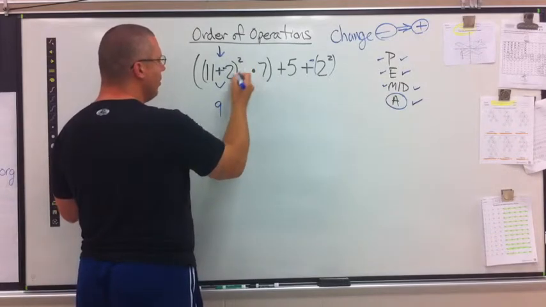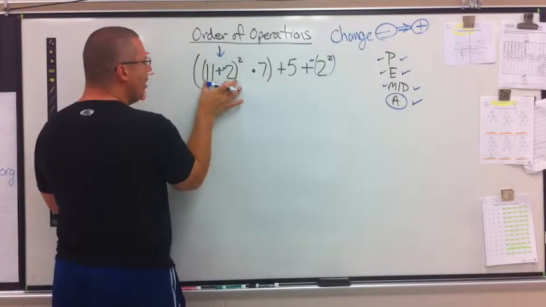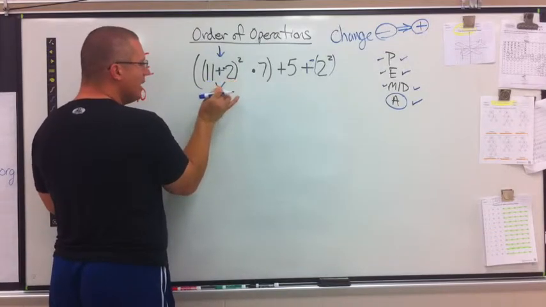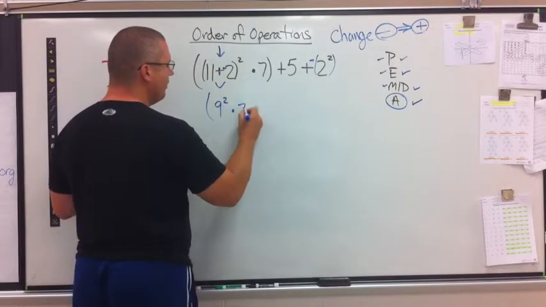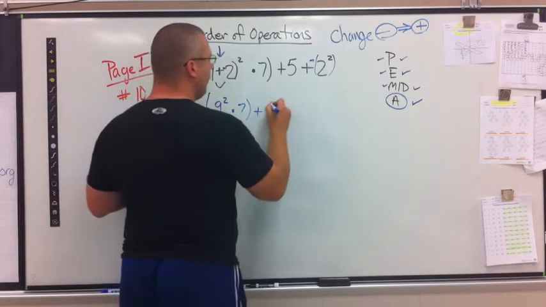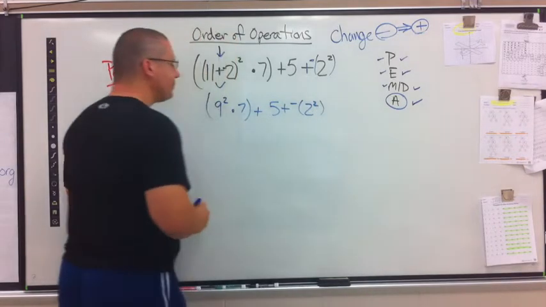I still have an exponent of 2 that gets attached to it. Where do these parentheses go? They disappear because I took care of everything inside of it. I still have a big parenthesis outside. I still have a times 7. I have a plus 5 plus the opposite of whatever 2 squared is.